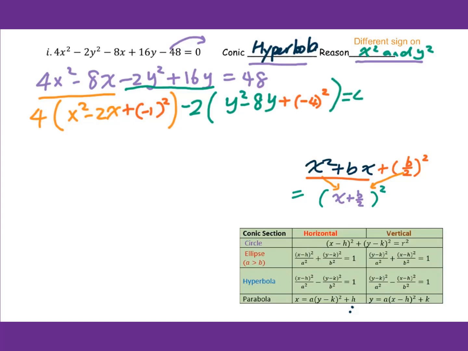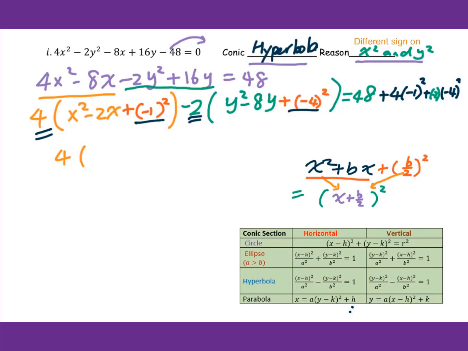Then equals 48. Since you add negative 1 squared on the left side, you have to add negative 1 squared on the right side. But don't forget this 4, so 4 times negative 1 squared. I add a negative 4 squared on the left side, you have to add negative 4 squared on the right side. But don't forget this negative 2, so I put the negative 2 here.